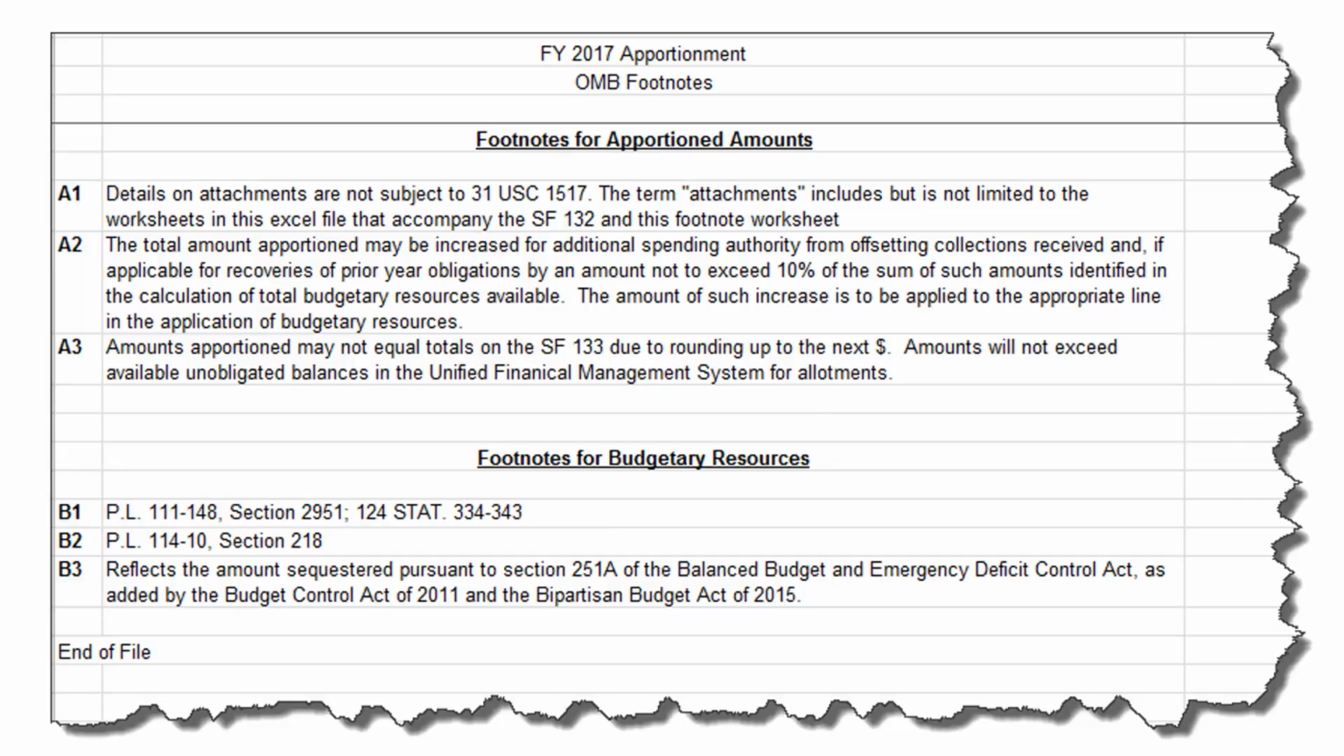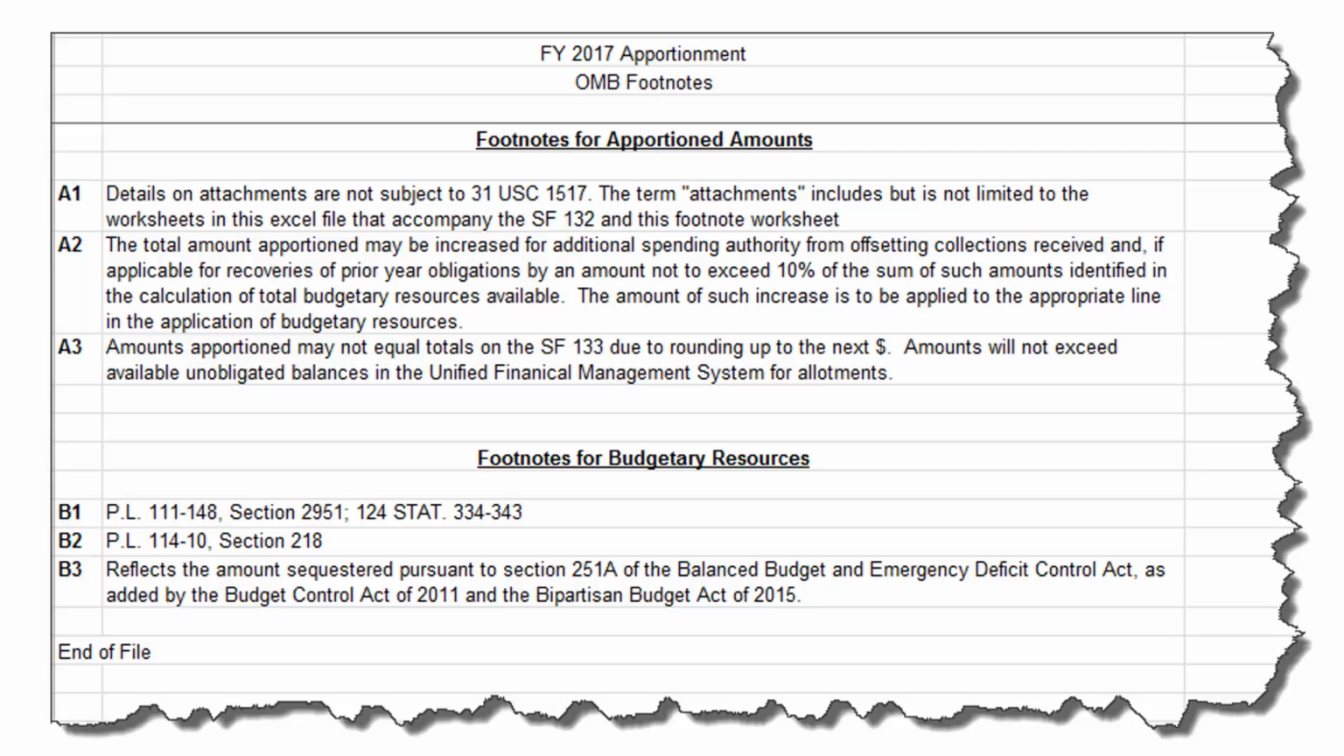Footnote indicators that appear on the SF-132, such as A1, A2, or B1, B2, should be in column A of the appropriate footnote tab, one indicator per cell. Footnote text should be in column B and in a single cell. Make sure there's always text if there's a footnote number. Only one footnote per row is permitted. Footnotes beginning with A should appear under the Footnotes for Apportioned Amounts header, and this group should precede footnotes beginning with B. Footnotes beginning with B should appear under the Footnotes for Budgetary Resources header, and this group should always follow footnotes beginning with A. Do not put any other information on the footnote tabs.